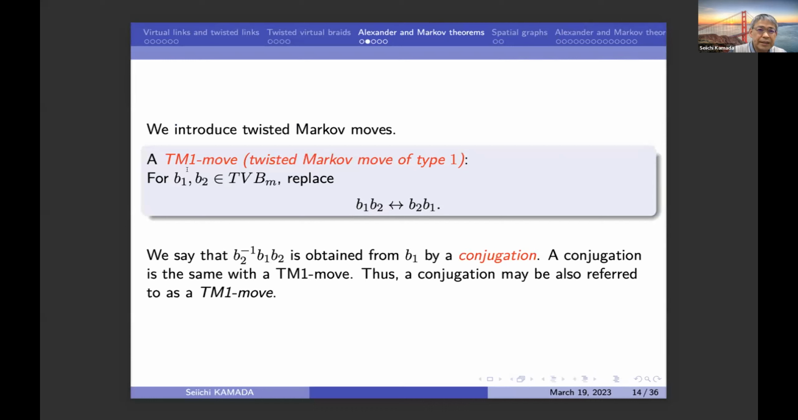So first move is TM1 move. TM1 move means a twisted Markov move of type 1. That is easy. B1, B2 element of twisted virtual braid group. Then replace B1 B2 with B2 B1. And we say that B2 inverse B1 B2 is obtained from B1 by a conjugation. And our conjugation is the same as a TM1 move. So our conjugation may be also referred to as a TM1 move. Sometimes TM1 move is defined in this way, or sometimes it is defined by a conjugation. It is essentially the same.